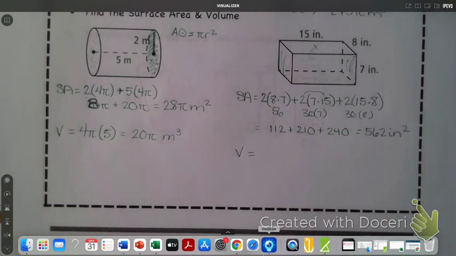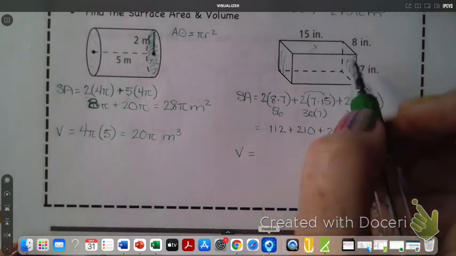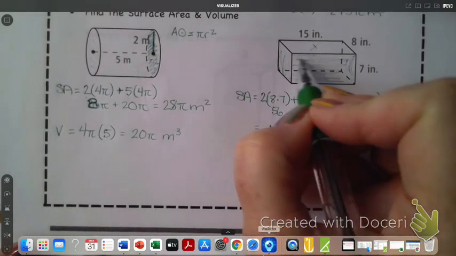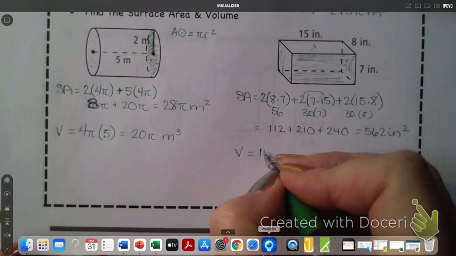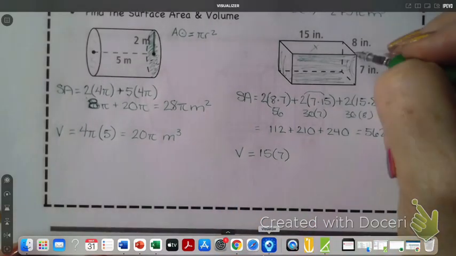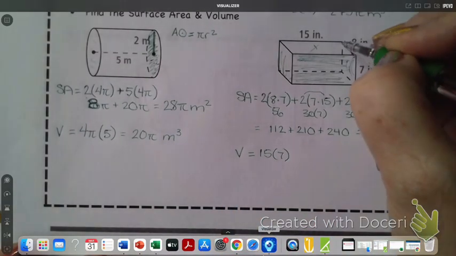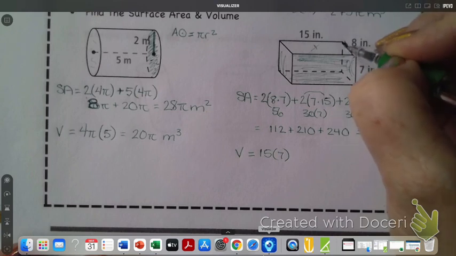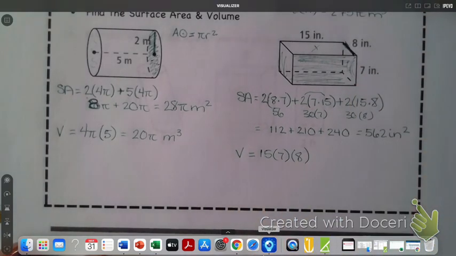Okay, what is the base? 15. Okay, so 15 by what? 7. So if you're saying 15 by 7 is your base, so that's the front of it. Okay, so 15 times 7. What's the height then? No, what is the height? 8. Put your hood down, please. So that's it.